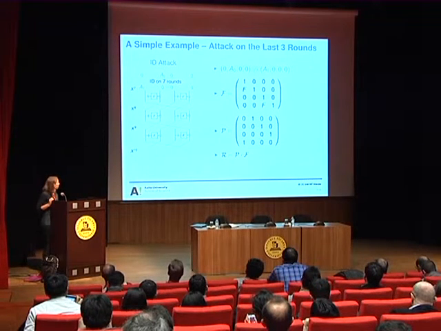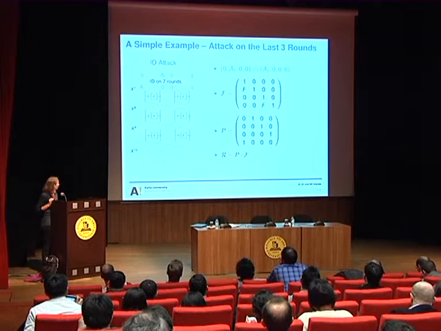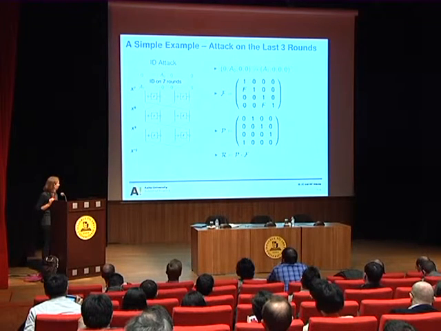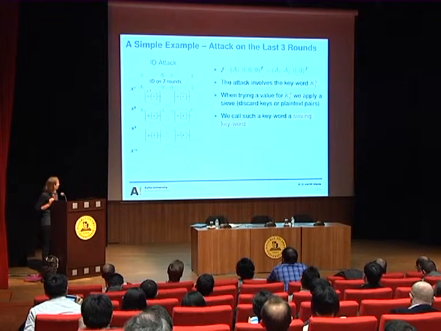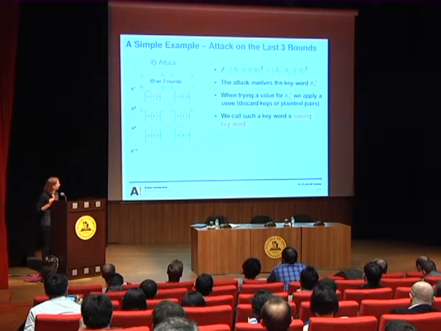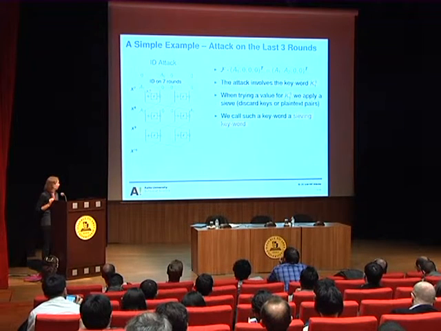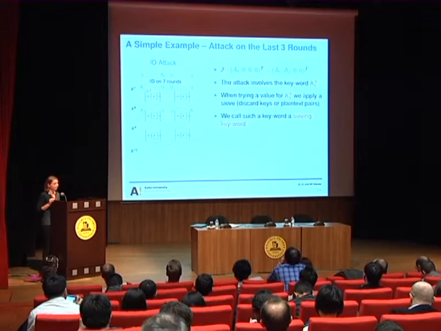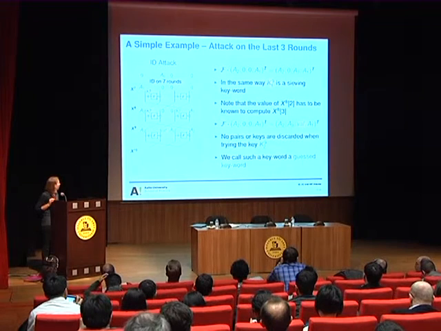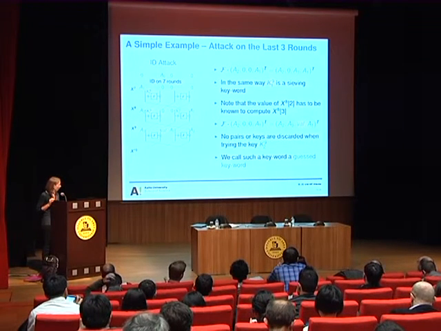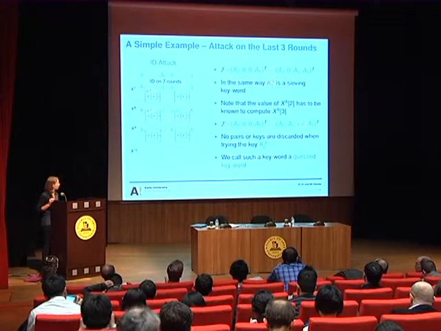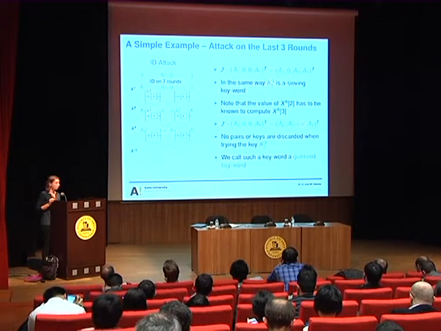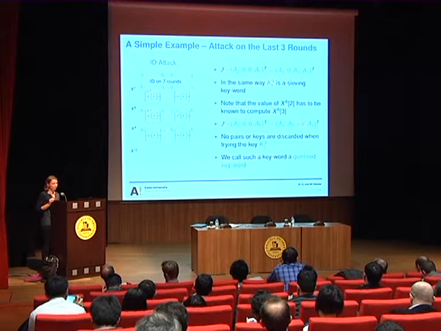I don't know if I will have time to go through this example, but here is another example where we have a 4-branch Feistel network. If we compute, we can determine what we call a sieving keyword. In the impossible differential context, it corresponds to a keyword for which we discard either keys or plaintext pairs when we perform the attacks. And we also have what we call a guess keyword. It's a keyword for which, when we do the attack, no pairs or keys are discarded.